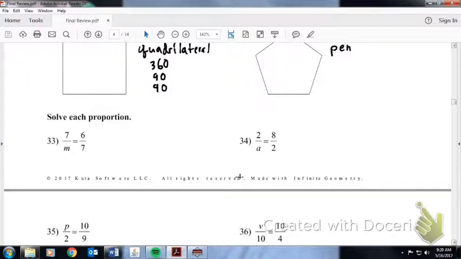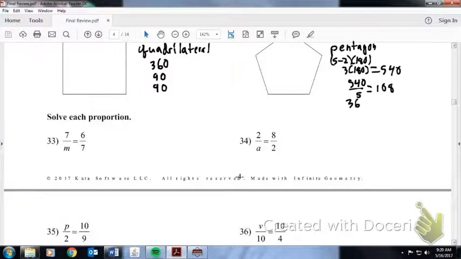Then next door, we got a pentagon, n minus 2 times 180. 5 minus 2 times 180, that's going to give us 3 times 180, or the sum of the interior angles is 540. To get each individual angle, we're going to take 540 divided by 5, we get 108. To get each exterior angle, we get 360 divided by 5, or 72, sorry.